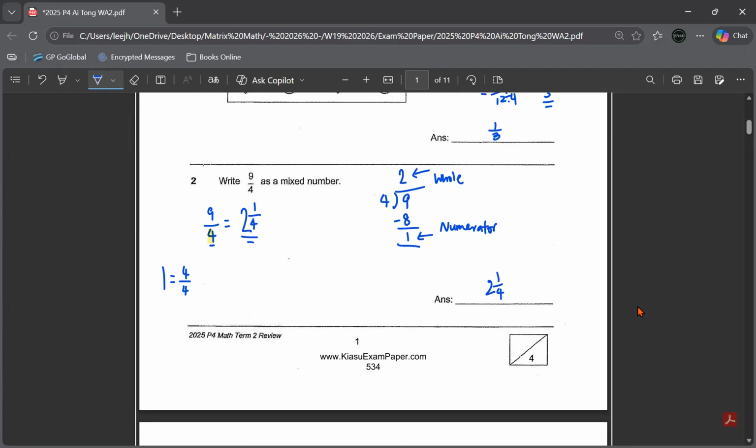If I want to write this, 4 over 4 is 1 whole. Another 1 whole is also 4 over 4. Over here, we have 2 wholes already. It makes 8 over 4. So 8 over 4, there's a remainder of another 1 quarter. So here, 1 plus 1 plus 1 quarter, you will get 2 and 1 quarter as well. It's the same here. Okay.